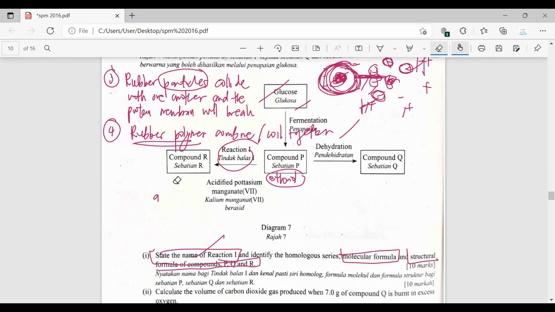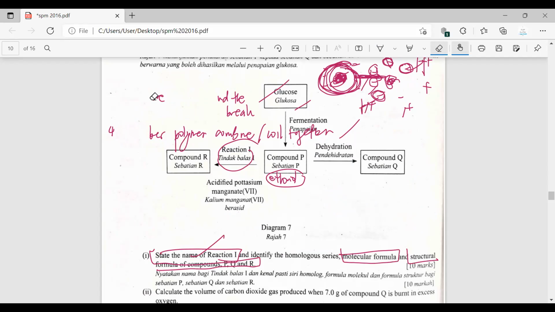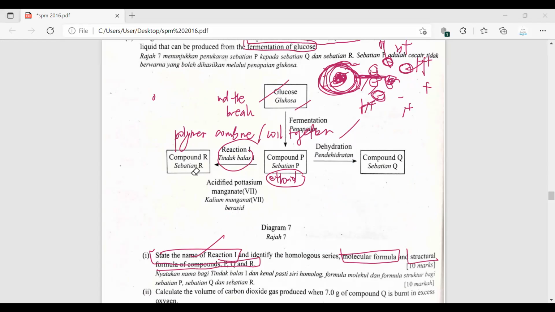Major. Yes, major, correct. All of you draw major, please. Correct.